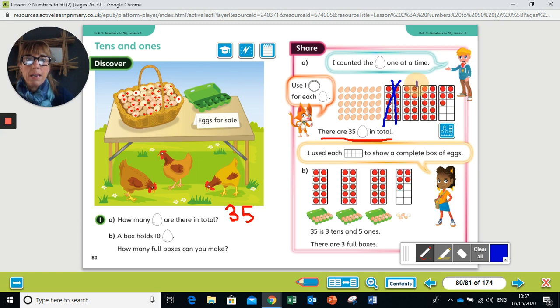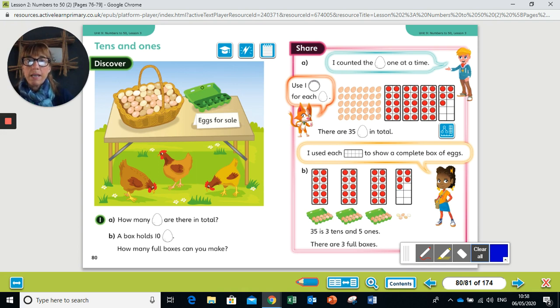10. How many eggs in this tens frame? 10. How many in this one? 10. Because they're all full up. So 10, 20, 30, and 1, 2, 3, 4, 5 ones. So we've got 3 tens and 5 ones, making our total of 35. Now let's clear Miss Tate's messy writing. Let's look at question B.